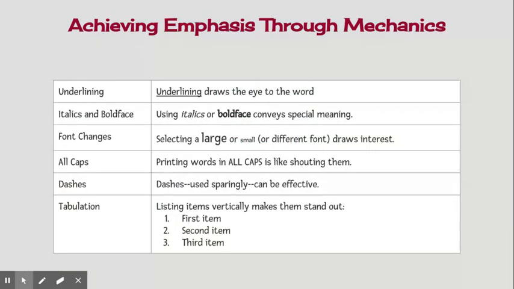There are several ways you can achieve emphasis through mechanics. The first is underlining. It draws attention to the word. Using italics or boldface will convey special meaning. Font changes, you can select a large or a small font or even a different font to draw interest. So if you have a flyer or a passage where you have it in one font and you suddenly change it to a complementary font, it can really draw the reader's eye, your audience's eye.